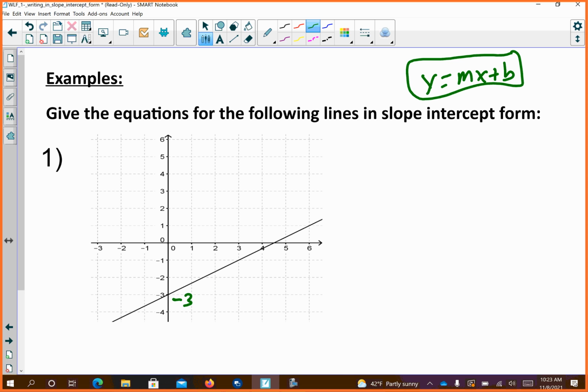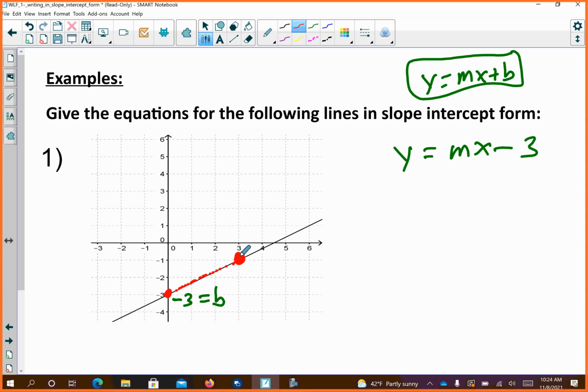-3. So that's my b value. Okay? So far I know that. Then I want to find the slope. Well, I know I have this point here, so I'm going to go along this line. I can't really see what that point is, but I can see what that point is.